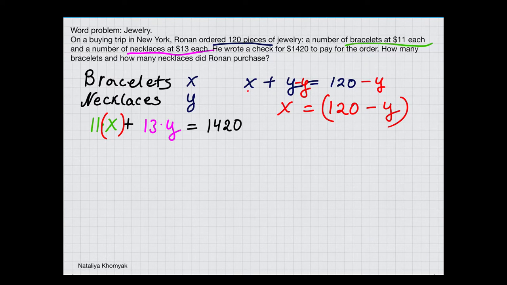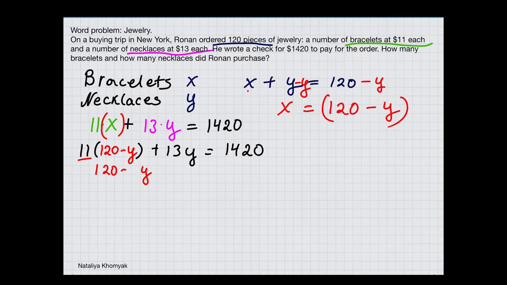Now we want to keep everything else as is, so we get 11x plus 13y equals 1420. This is the original equation, and we write what x is in terms of y, which is 120 minus y. So let's distribute this 11. You copy the inside of the parentheses as is, 120 minus y. Each of the terms gets multiplied by 11, so times 11, times 11. We keep everything else as is, so plus 13y equals 1420.